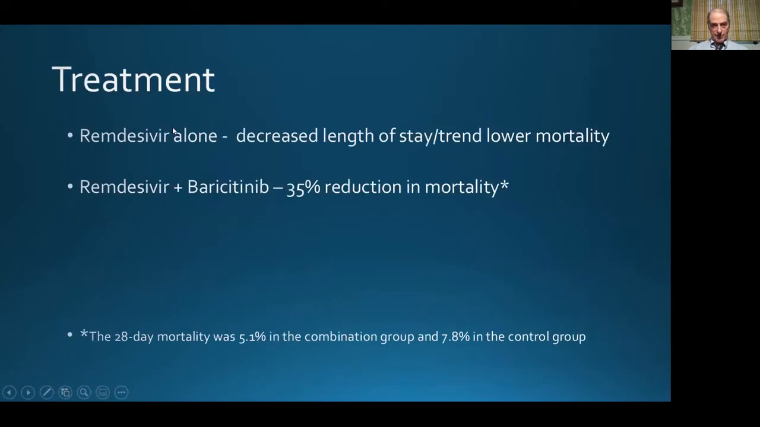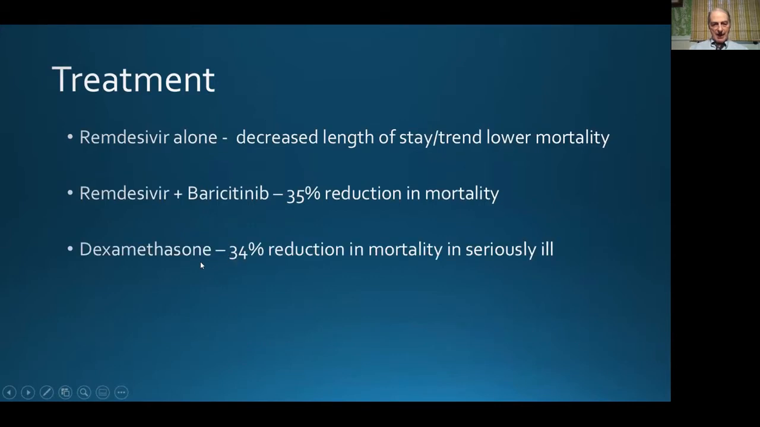A word about treatment. There is an antiviral called remdesivir. It does decrease the length of stay and lower mortality a little bit. It's better if you combine it with a drug that is an anti-inflammatory drug that's used in rheumatoid arthritis. We've also found that using dexamethasone, which is like prednisone, further reduces inflammation in the setting of severely ill patients in the hospital. And that has also led to reduction in mortality.